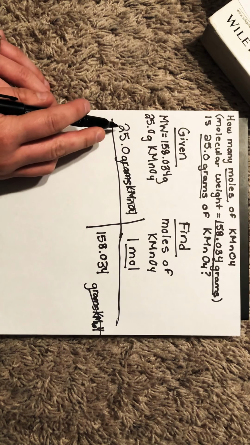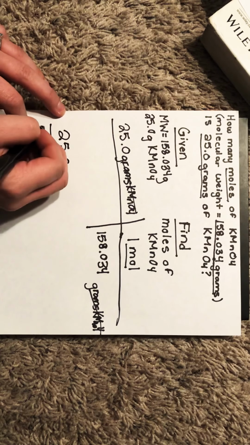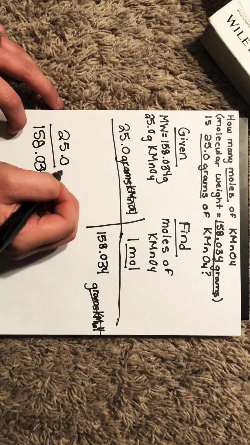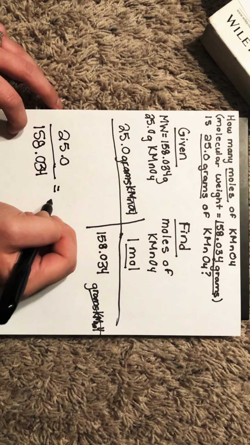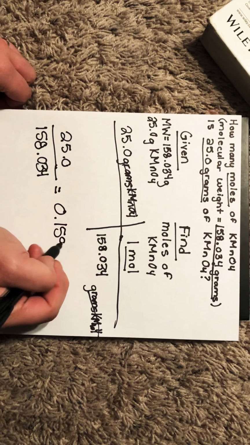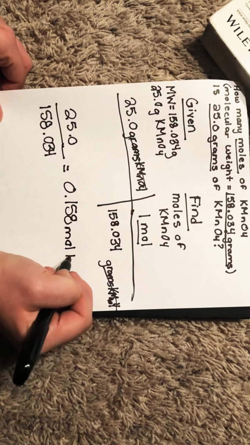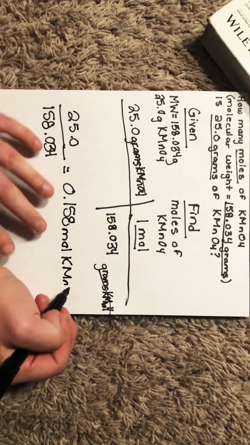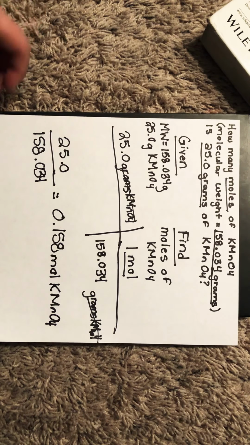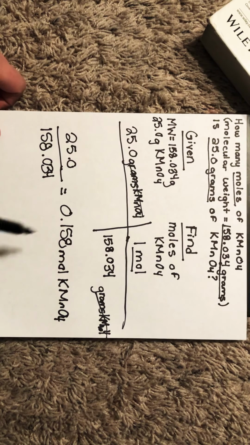So what we're going to put in our calculator is 25 divided by 158.034, and that gives us 0.158, and our unit left is moles of KMnO4. So the answer to the question, how many moles of KMnO4 is in 25 grams of KMnO4, is 0.158 moles of KMnO4.